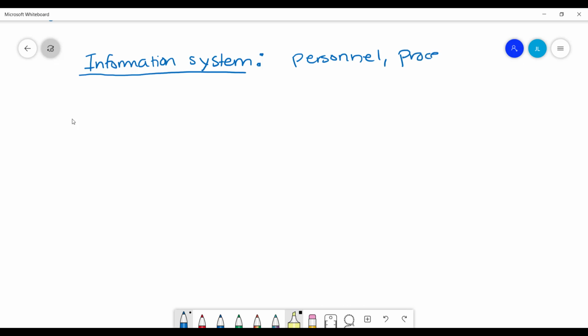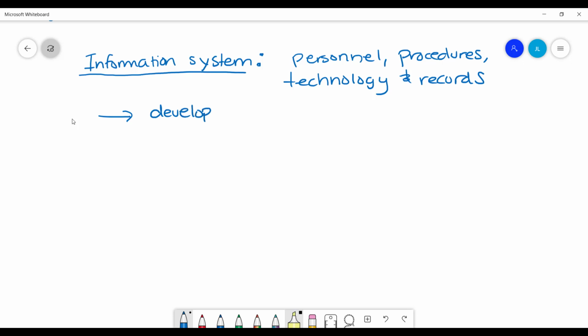procedures, technology, and records, okay, used by an organization to develop information, right? The kind of information we just talked about, to develop information, and then to communicate this information to decision makers. Okay.